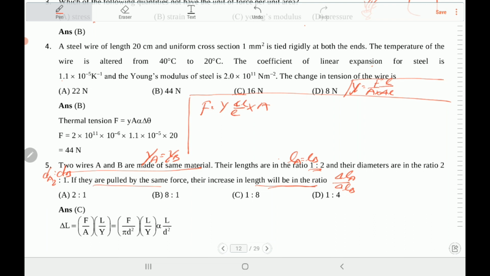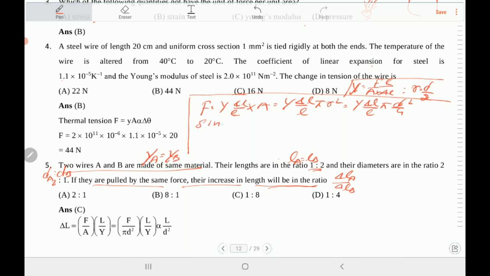Force is same, it is pulled by the same force. Then what is area? Y delta L by L into area. Area of cross section here, as it is a cylindrical wire, what do you write for area? Pi r squared. You are familiar with the relation between radius and diameter. Radius is half of diameter and diameter is 2 times radius. So if you square it, you write delta L by L into pi d squared by 4.